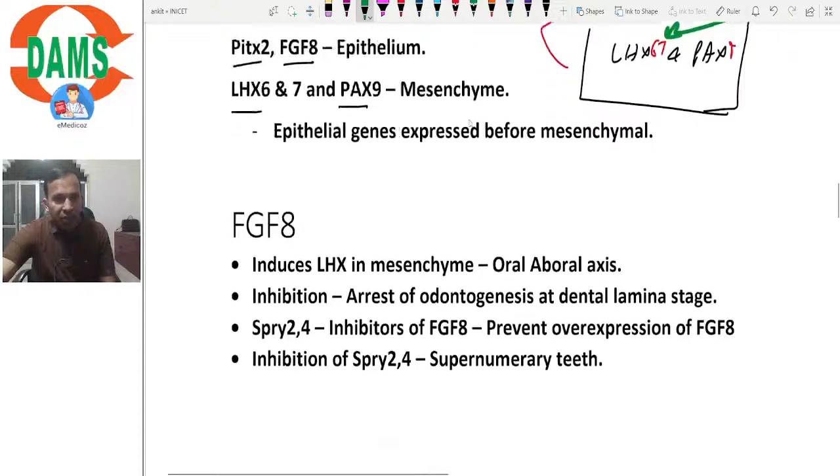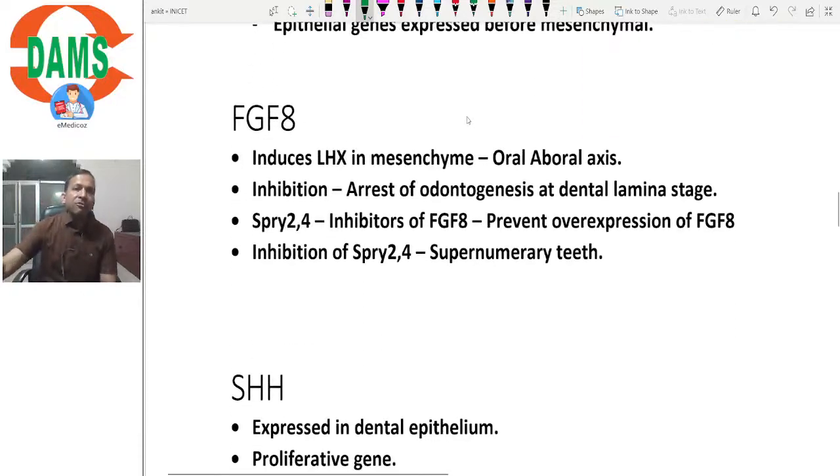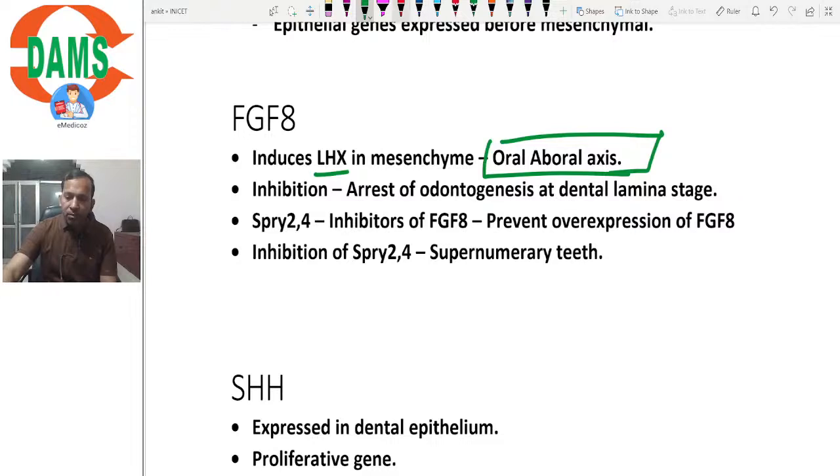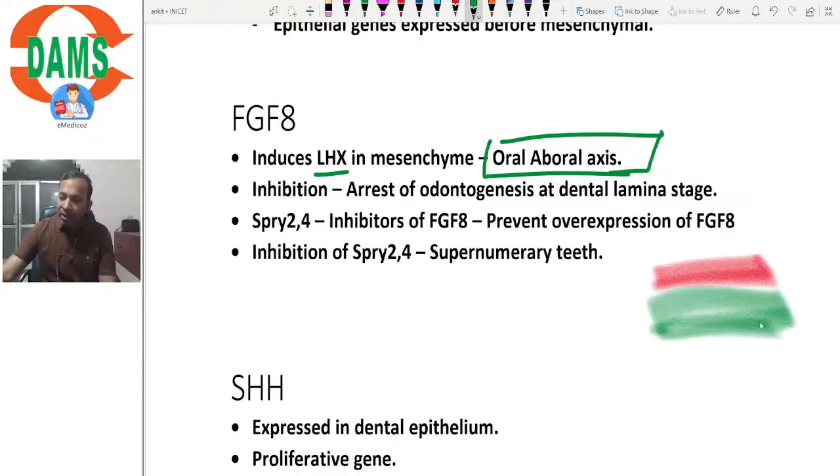Now let's go to the individual genes. So first of all, FGF8. FGF8, that is fibroblast growth factor 8. It induces LHX in mesenchyme, as I just told you, and it helps in establishing the oral aboral axis. Now what is the oral aboral axis? As I just showed, let's say this is the epithelium, and beneath the epithelium is the connective tissue. Now we have a tooth, isn't it? We have a tooth, and we have another tooth.